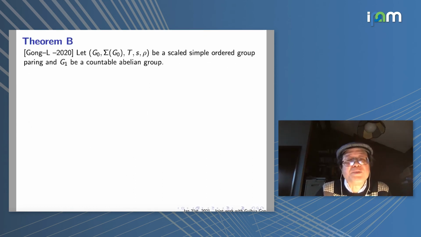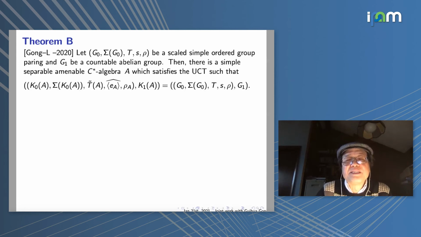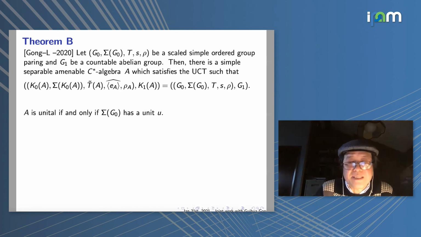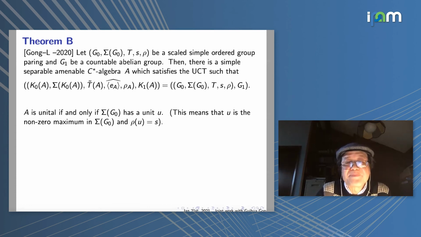All right, so let me quickly say this. This is the range theorem. You are given any simple scaled ordered group and any G1 as a countable abelian group, then there is a simple separable amenable C-star algebra satisfying the UCT. So the Elliott invariant is precisely this simple ordered group, pairing together with G1. You can tell unital from non-unital: A is unital if and only if this scale G0 has a unit.